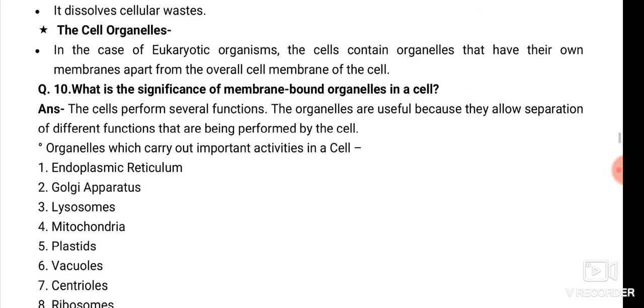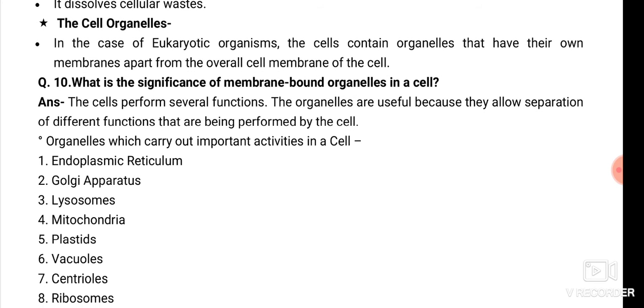Next is cell organelles. In eukaryotic organisms, the cells contain organelles that have their own membranes apart from the overall cell membrane, and these are called cell organelles. So what is the significance of membrane-bound organelles? The cells perform several functions. The organelles are useful because they allow the separation of different functions being performed by the cell.